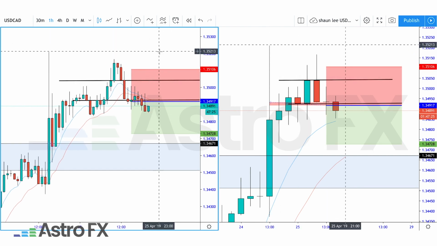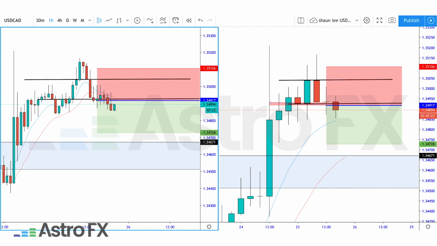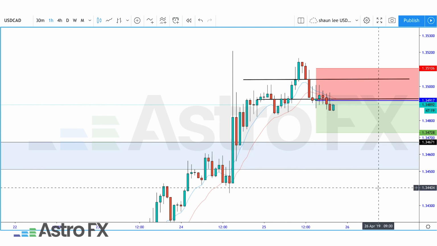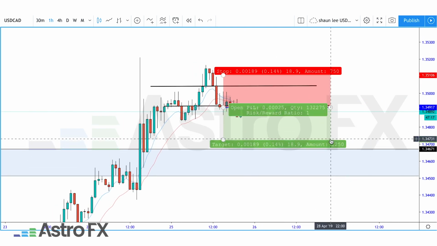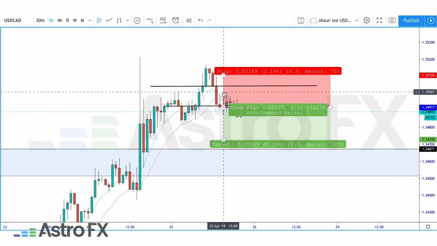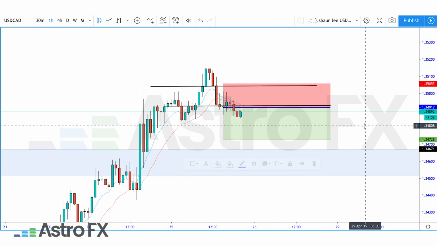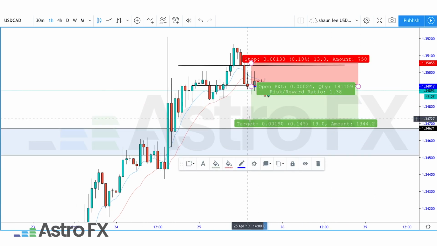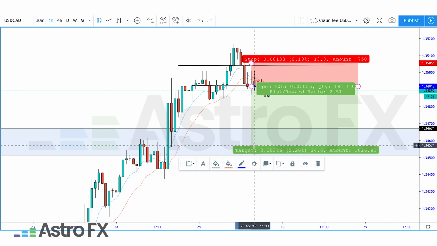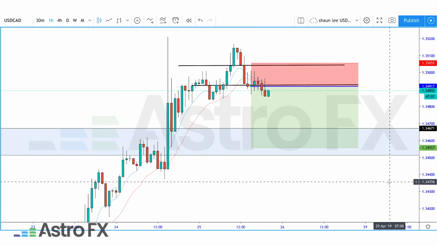Translating that into the hourly time frame, we can see that we have spike, spike, spike. We have the resistance there. I'm going to put the stop loss just above the resistance, okay? 3 to 5 pips above, and a risk reward ratio, so that's 13 pips. I'm going to go for around 35 on this trade in particular.